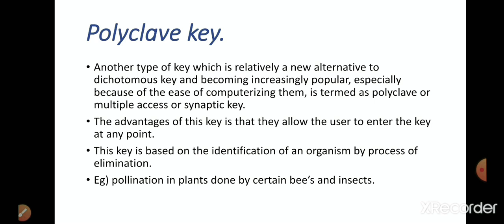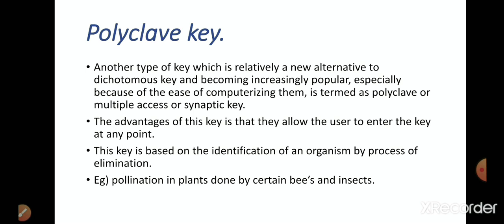The user needs to select a character and then copy down the list of species that possess the feature. Then the user has to select another character and eliminate any species that is not common to both lists.